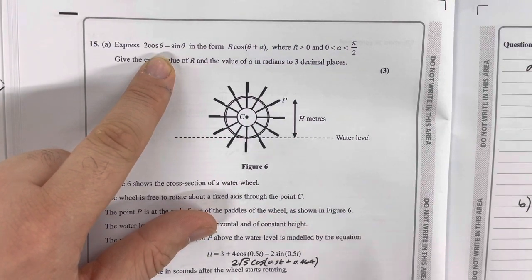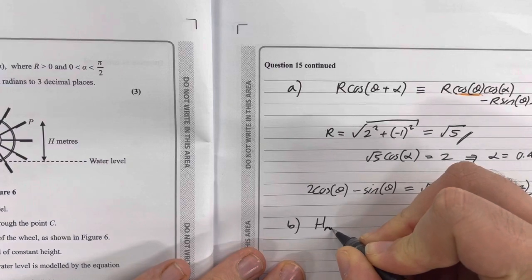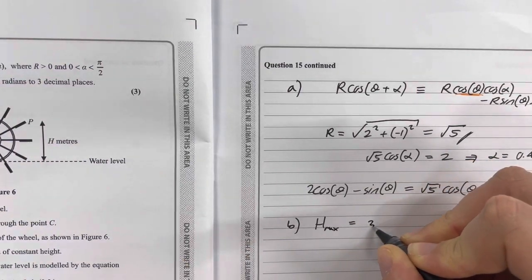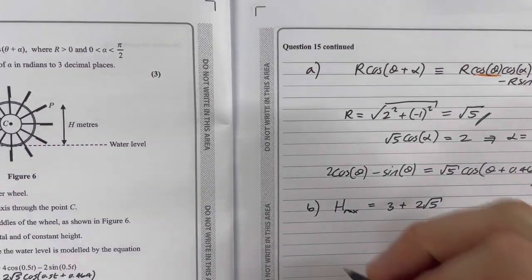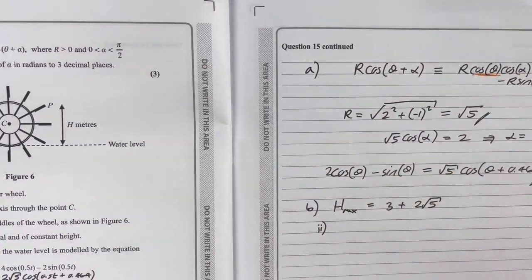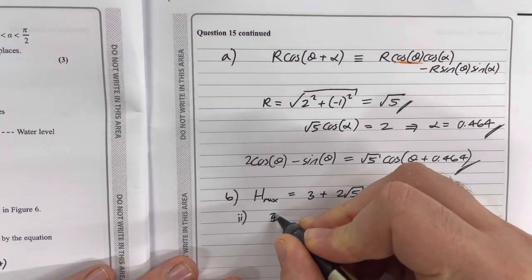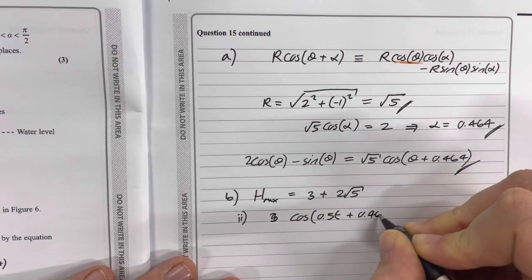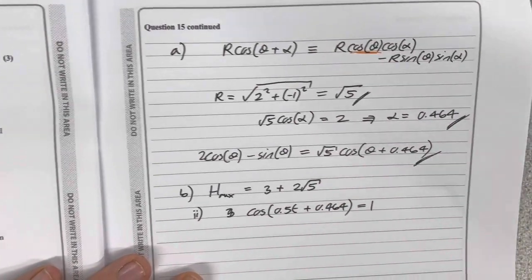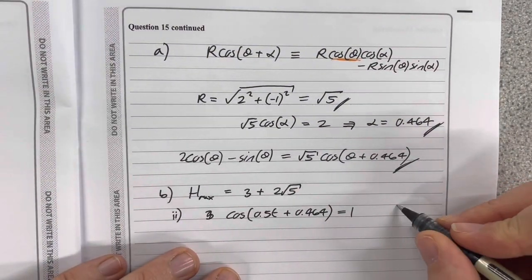So the maximum height above the water is when h is 3 plus 2 root 5. And we want, for part 2, to find the time that this first occurs. So what we're going to do is set cosine of (0.5t plus 0.464) to equal 1. And we want to find the smallest positive value of t for which that is true. Okay, think of the cosine graph. It starts there and comes down.